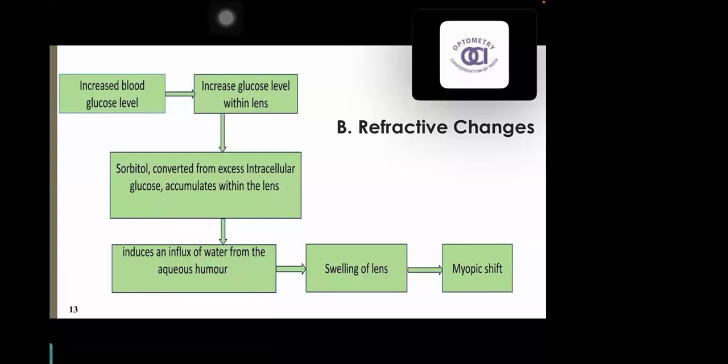This usually results in a transient myopic shift, meaning the patient becomes more nearsighted. Some patients may suddenly complain that their distance vision has become blurry, but near vision has improved, as we have seen in cataract patients. Once blood sugar stabilizes, the swelling resolves and the refractive error often returns to baseline. That is why before prescribing new glasses to diabetic patients, we must always ensure that their blood glucose is under good control. Otherwise, the refraction might change again within days or weeks. So the key clinical point here is to always check the patient's glycemic control before performing refraction or prescribing lenses.